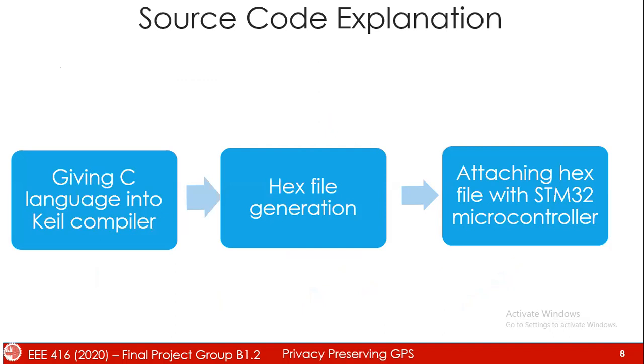The main source code is written in C language, but the STM32 controller is unable to read this high-level language. So firstly, we have to convert this high-level C language into machine language, or a hex file. For generating the hex file, we have used the Keil new version compiler, which receives the C file as input and gives us the desired hex file as output. This Keil generated hex file is then given as input to the STM microcontroller.